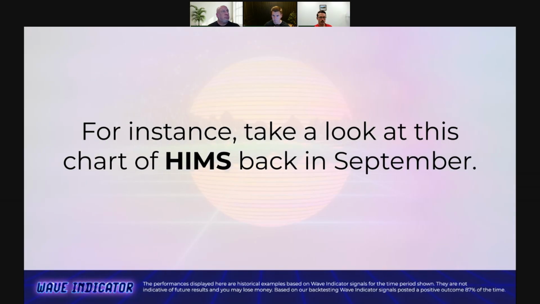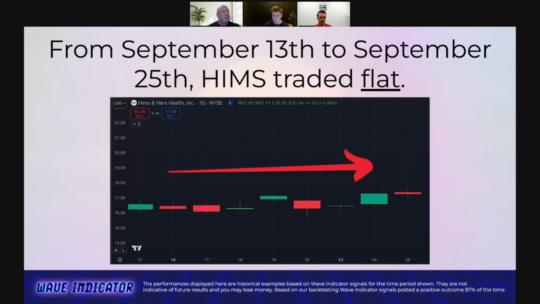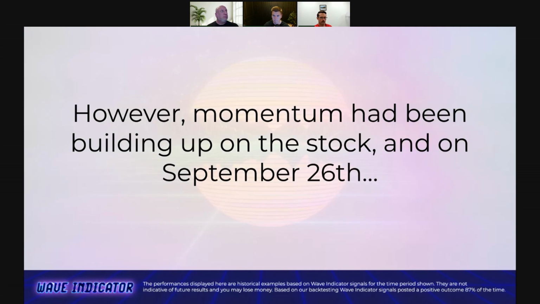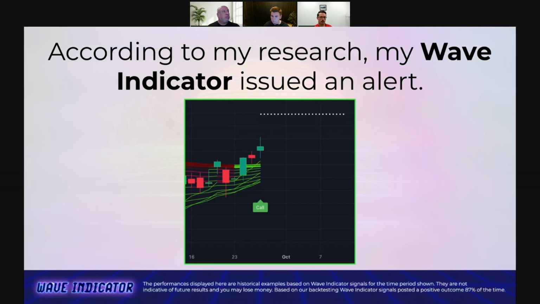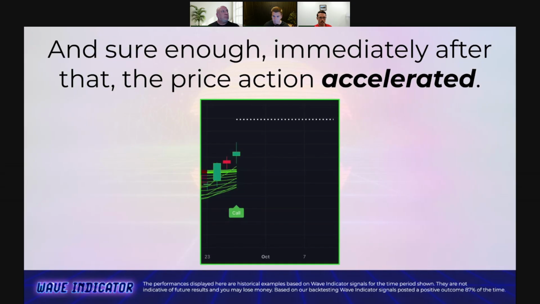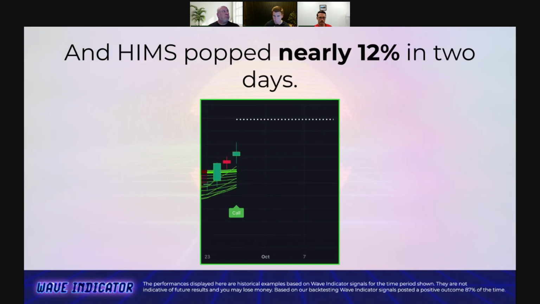Now, let's take a look at this chart of HIMS back in September to show you what I mean. Look, September 13th to September 25th, almost, HIMS traded flat, nothing. However, underneath the surface, momentum had been building up on the stock. And on September 26th, according to my research, my wave indicator issued an alert. You can see it right there, call. Now, sure enough, immediately after that, the price action accelerated. HIMS popped nearly 12% in 2 days.